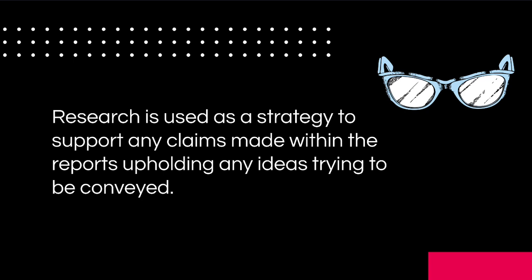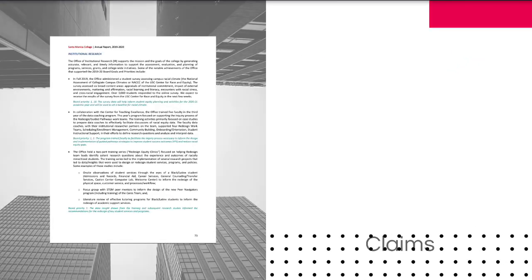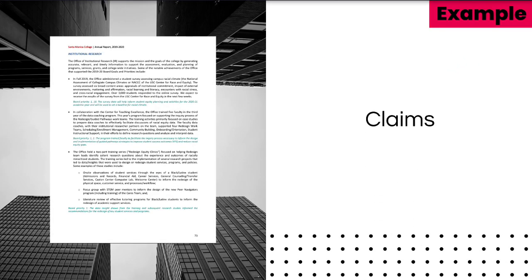The use of research from recent years was seen pretty often in SMC's annual report. The sources were cited pretty often in order to back up whatever claims they were making as a school. For example, results of a survey by students assessing campus racial climate was backed up by the NACC, or the National Assessment of Collegiate Campus Climates, as well as the USC Center for Race and Equity. This strategy is effective because this type of added support allows audiences to feel more secure in the information that they are receiving.